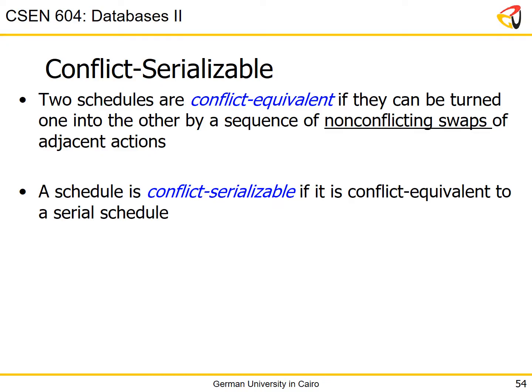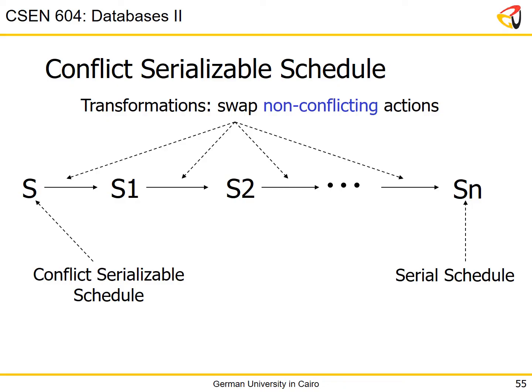Now, this is the crux of the thing. How do we actually generate these conflict serializable schedules? What we are going to do is play with non-conflicting swaps or non-conflicting steps. Let me show you an example.